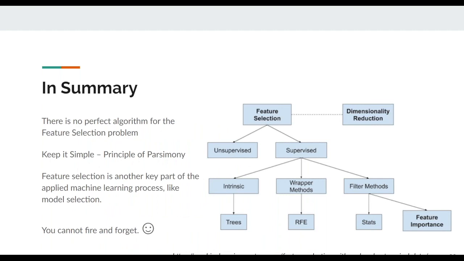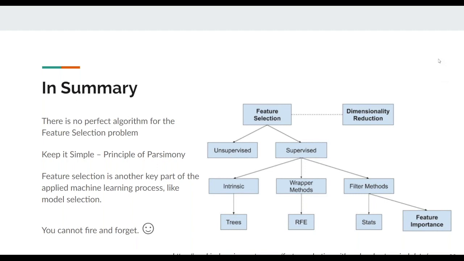So, and this is my final slide. What I want to highlight here is that there is no perfect algorithm to apply to the feature selection problem. It's essentially a key part of applying machine learning, and it's equally important, if not more, than model selection, because the features will have a direct impact on your eventual model.